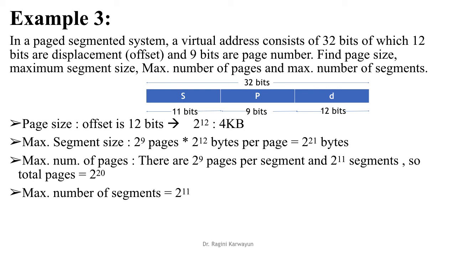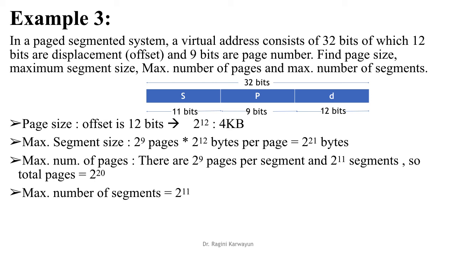Each segment will be of 2 to the power 21 bytes. ठीक है, 9 + 12 = 21. So maximum segment size कितना हो गया, 2 to the power 9 pages and each page is of 2 to the power 12 bytes. तो total हो गया 2 to the power 21 bytes का एक segment हो गया. Now maximum number of pages कितने हो गए, 2 to the power 9 pages per segment और there are 2^11 segments. So total pages हो गए 2 to the power 20.